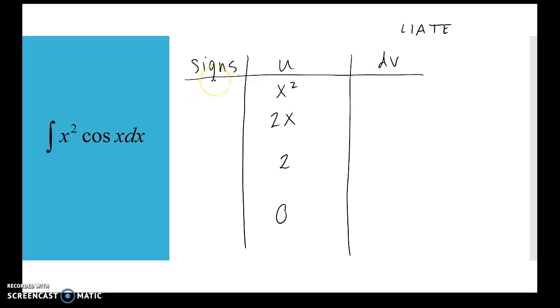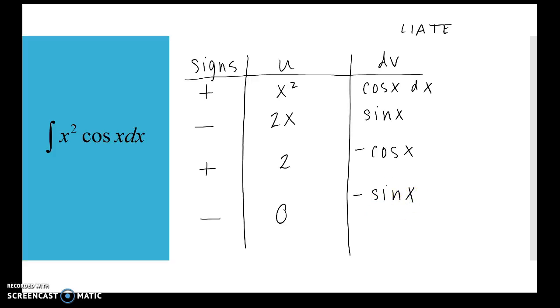So my signs, I alternate signs, always starting with a positive sign. So positive, negative, positive, negative. And then from here, I find my dv. So then my dv is going to have to be cosine of x dx. So that other part that remained. So the antiderivative of cosine is sine of x. The antiderivative of sine is negative cosine. And the antiderivative of negative cosine is negative sine of x.